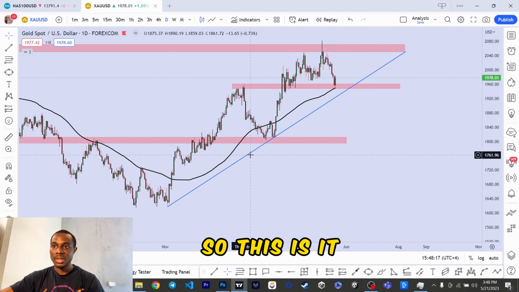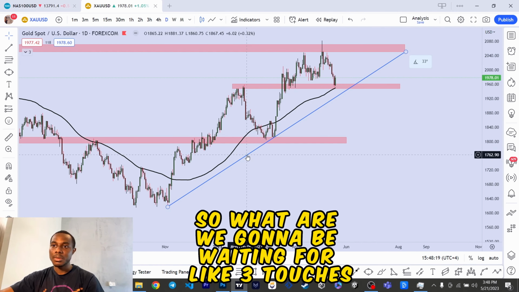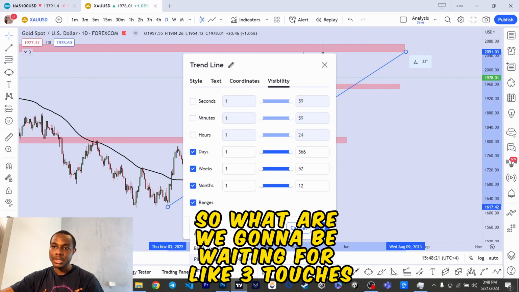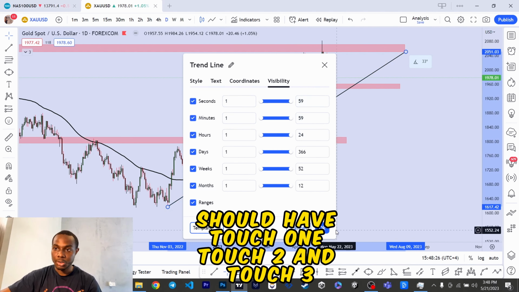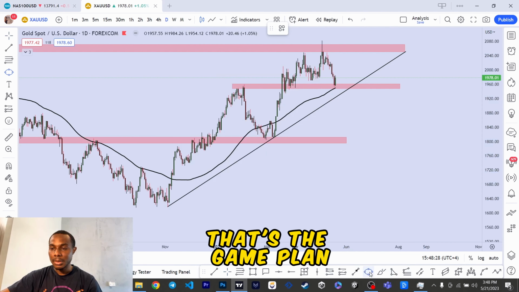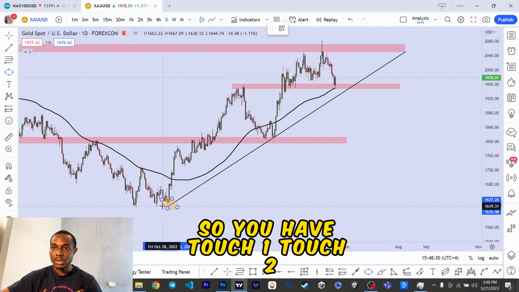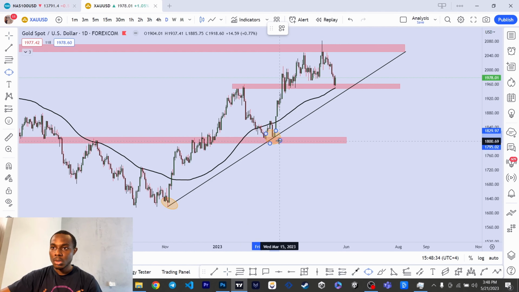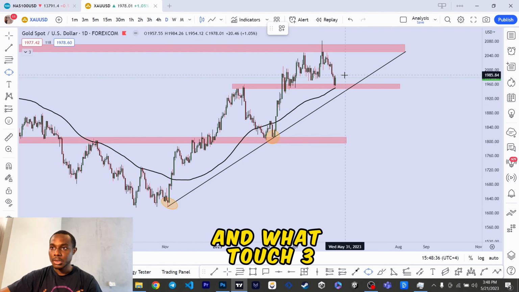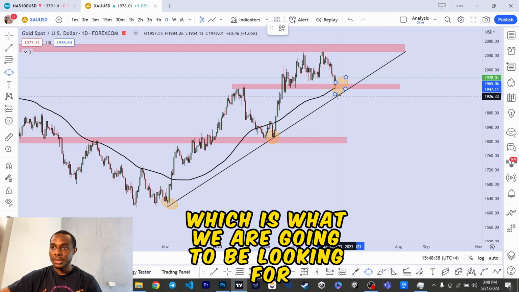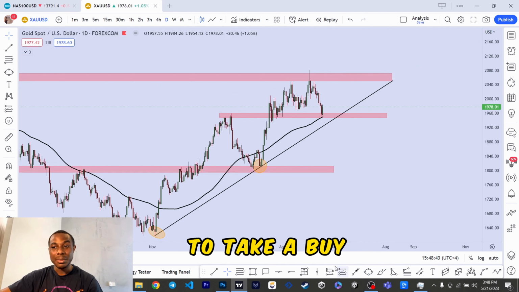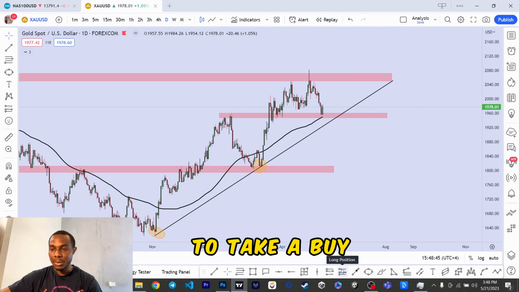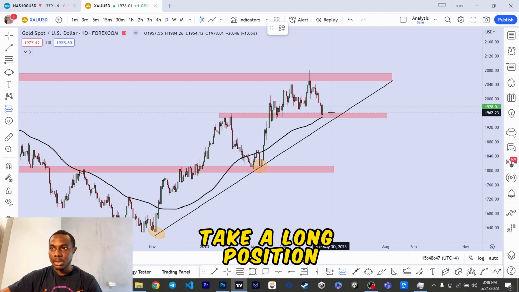So this is it. What are we going to be waiting for? Three touches. In a trend line, you should have touch 1, touch 2, and touch 3. That's the game plan. So we have touch 1, touch 2, and touch 3 is what we're going to be looking for around this area, to probably take a buy, take a long position.